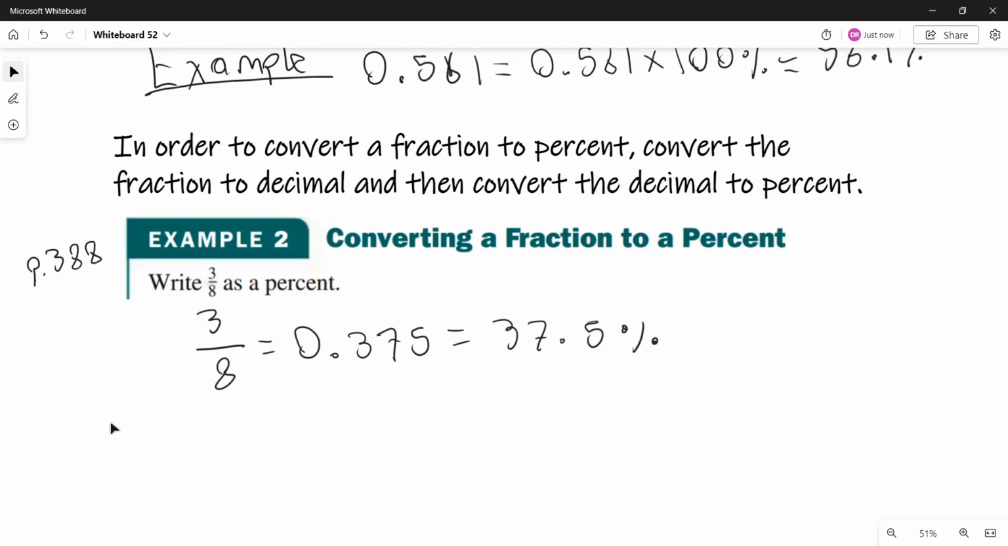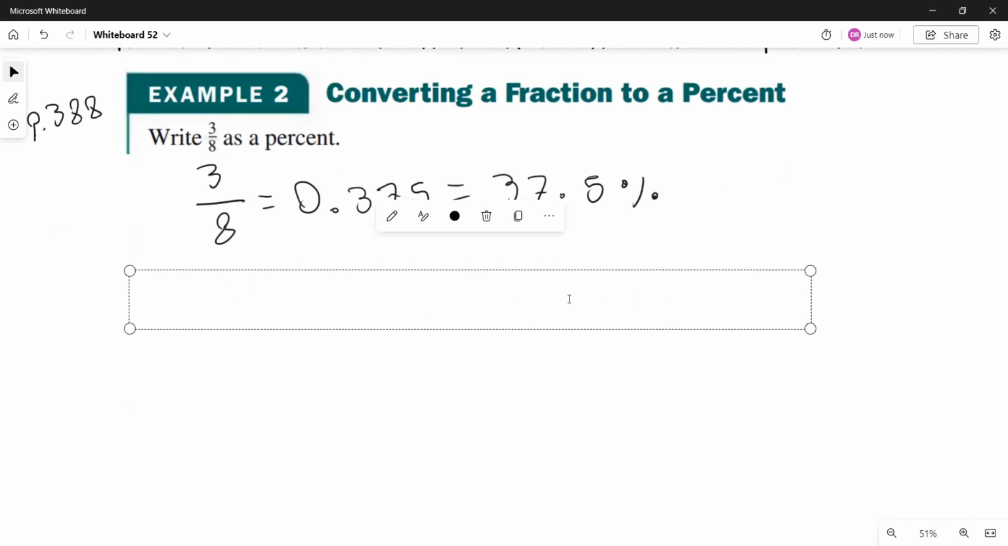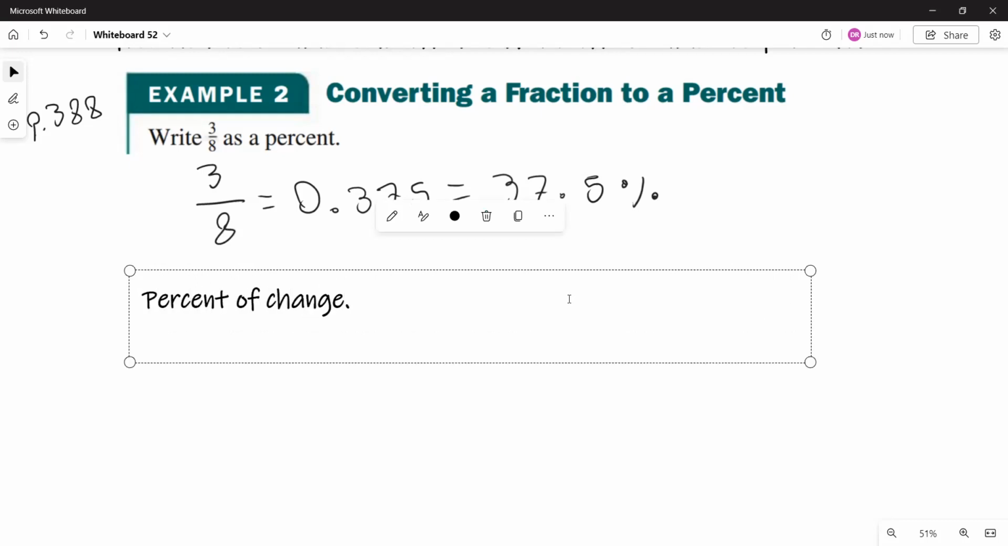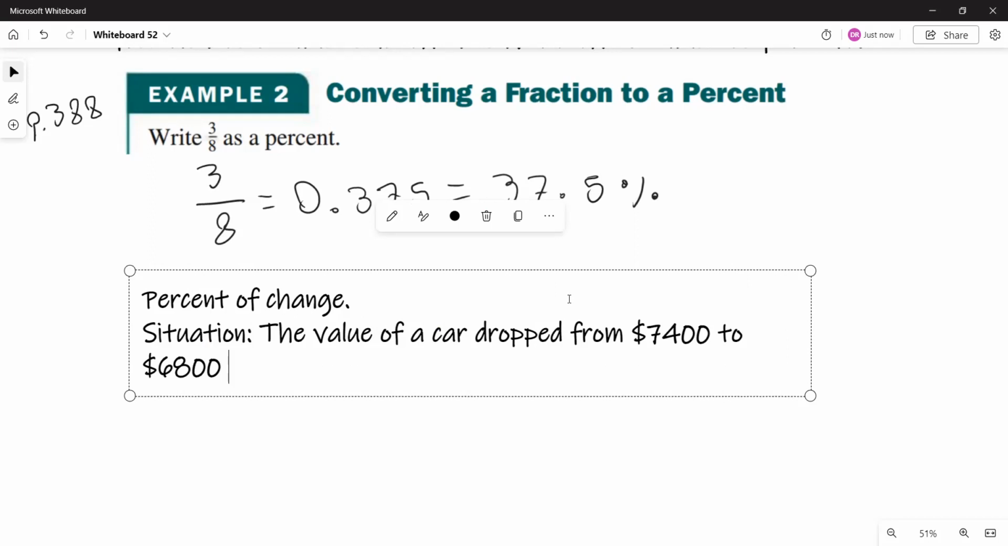Okay, so now we can discuss percent of change. This is nothing we haven't done before. We have been working with percents since the beginning of this course. So, a situation. Let's say that the value of a car dropped from $7,400 to $6,800 over the last year.